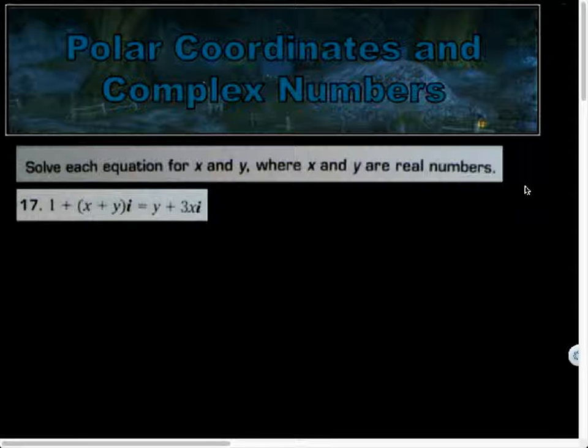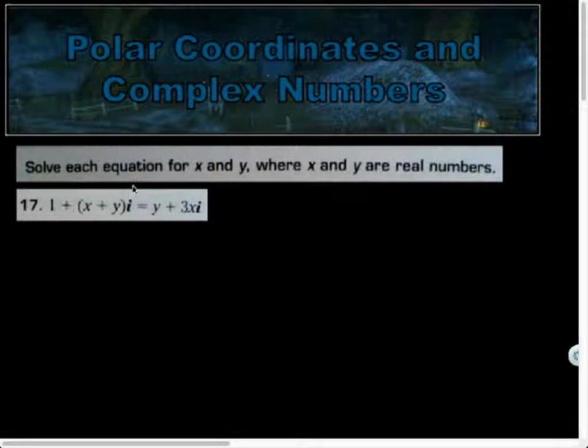Yesterday we were talking about the complex plane and polar form of complex numbers. The homework I'm looking at is on page 590. I'm just going to go over a handful of problems and explain them to you. So here's question 17. It says solve each equation for x and y where x and y are real numbers. So that's kind of nice that they restricted it there for us.